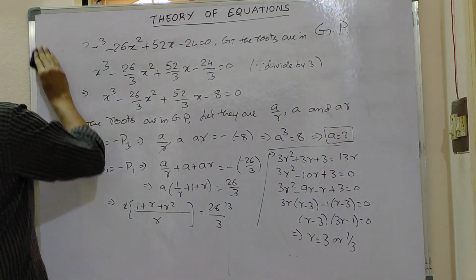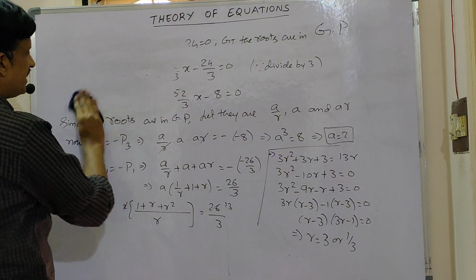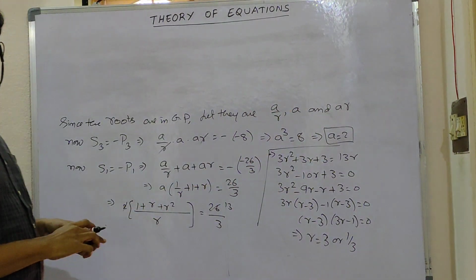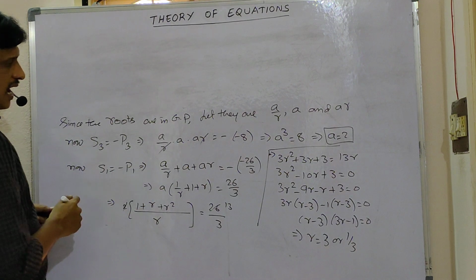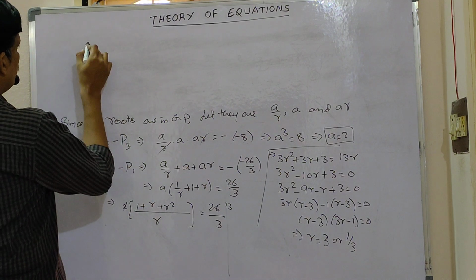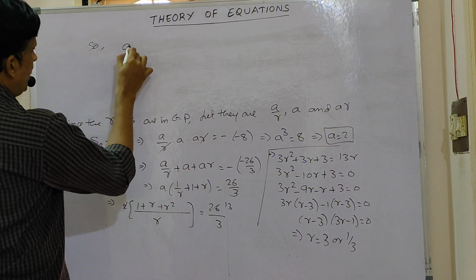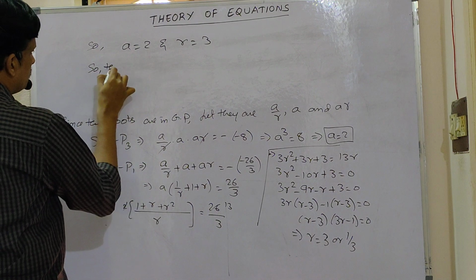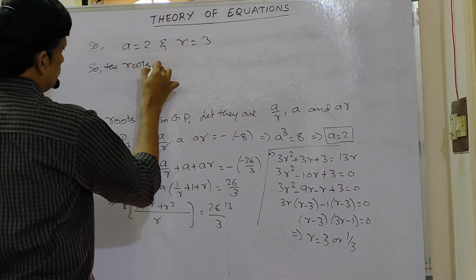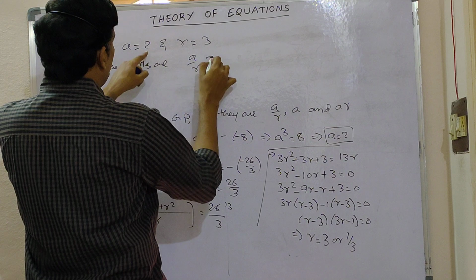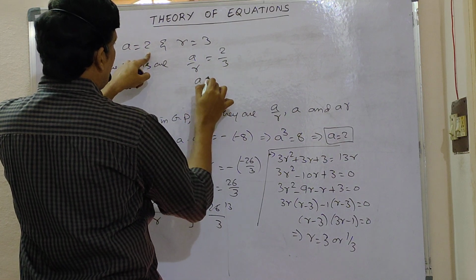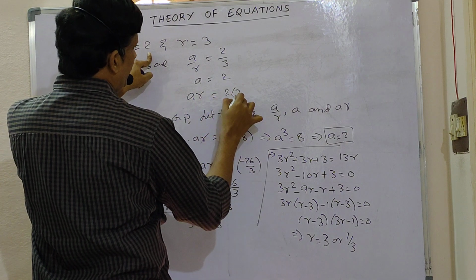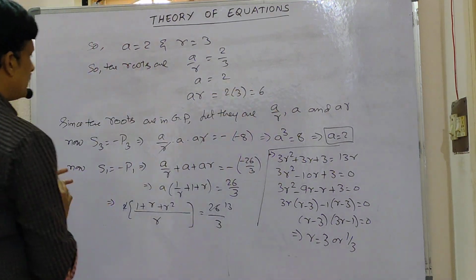Now I am writing the roots here. R is equal to 3 or 1 by 3. So here the value of a is equal to 2 and r is equal to 3. So the roots are a by r, that is 2 by 3, a, that is 2, ar, that is 2 into 3, which means 6. That is the required solution.